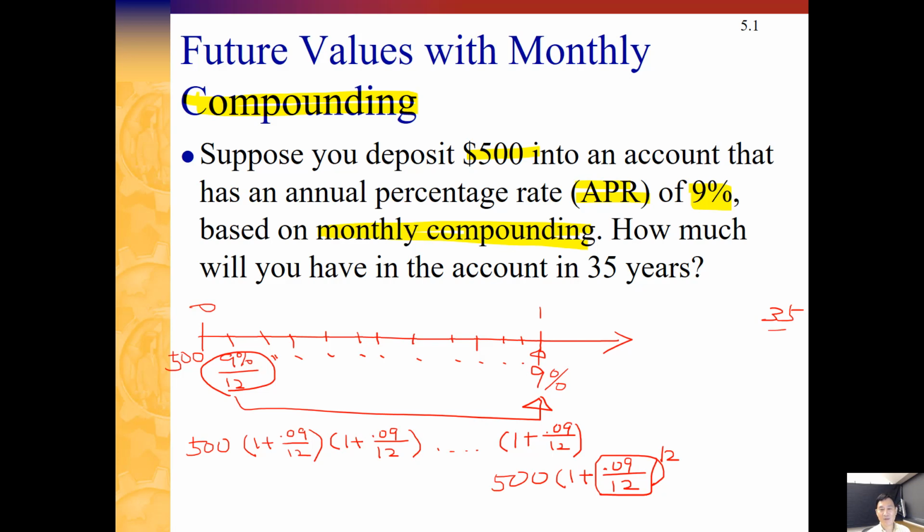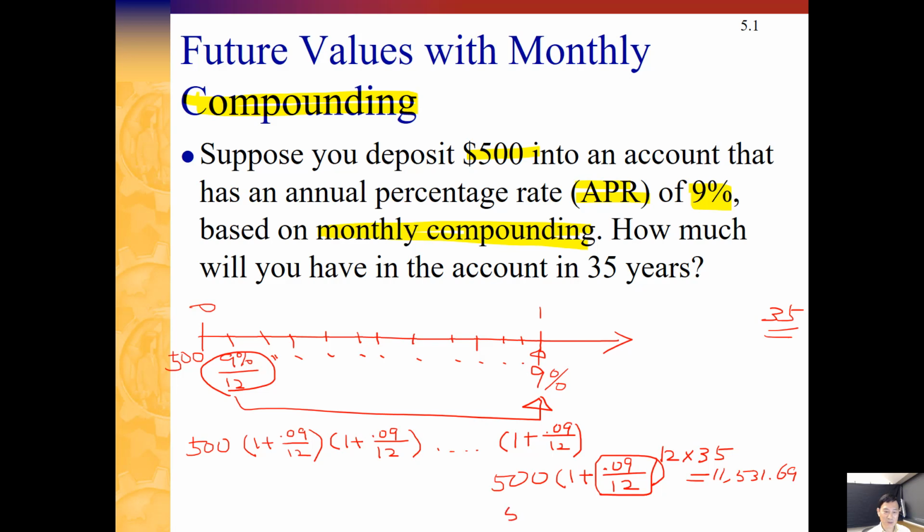And you have 35 years, so you will do this 35 times. So instead of compounding 9% for 35 times, you're compounding the monthly rate 12 times 35 times. So you can see the effect will be quite different. So if you calculate this, you will have 11,531.69.